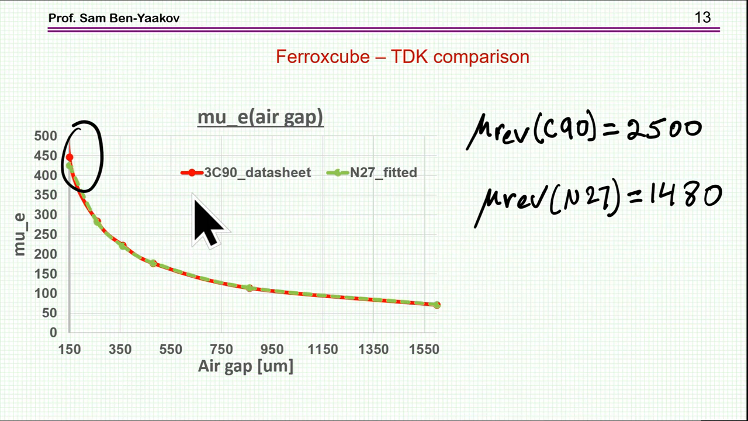Now, if we compare the data of Ferroxcube and TDK, one is given as a table, the other with the equation, and we derive the permeability for the case of TDK, we see that they're exactly the same, except for the very low air gap length. And this is because the initial permeability, or the reversible permeability of the ferrite itself, as it is called, is different. So therefore, at small air gap, you would expect a difference, as we discussed earlier. So this explains this small difference, but here, as the air gap becomes larger, they are exactly the same.